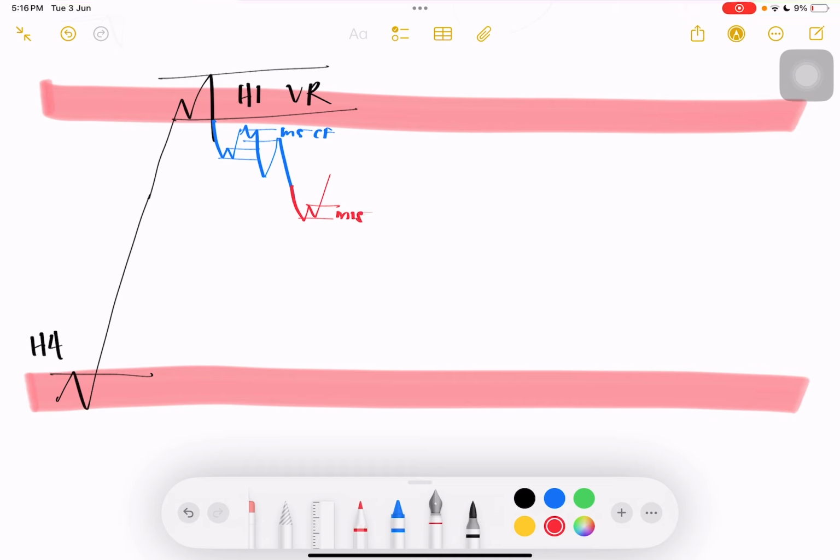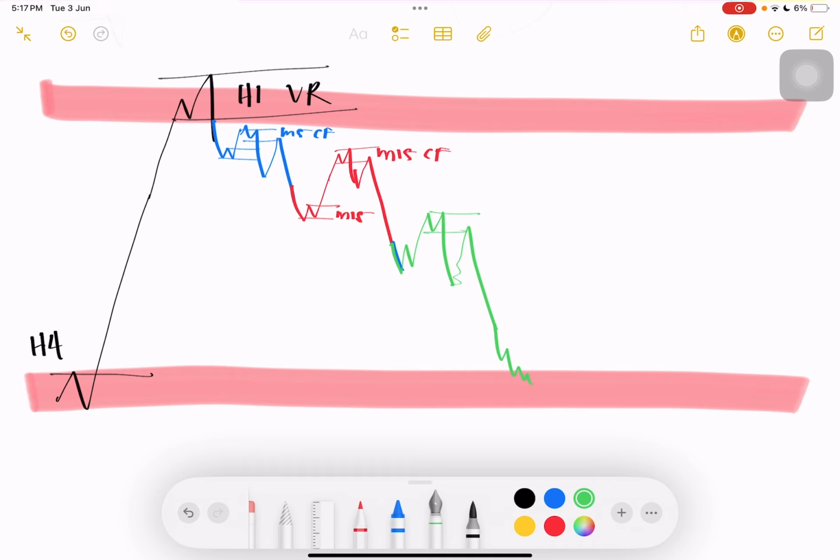M15VR, then M15CF. Pull back, set. After that, I will wait for M30VR, M30CF. Pull back, set.